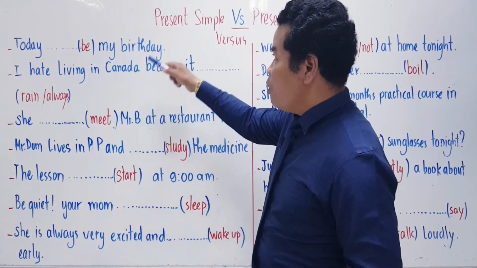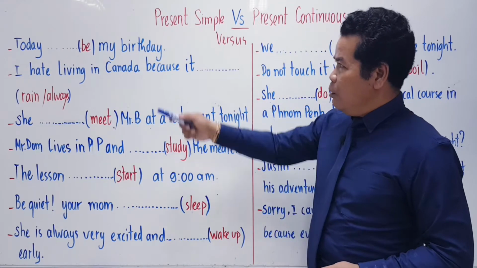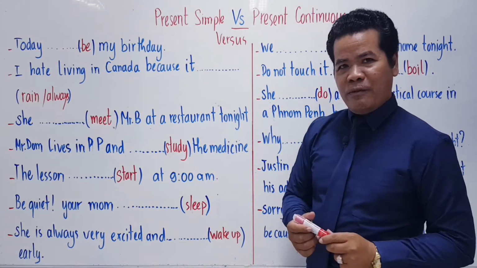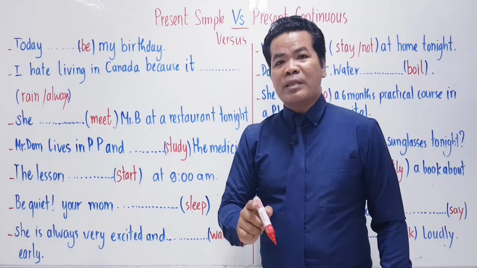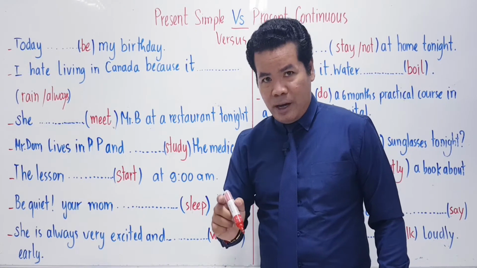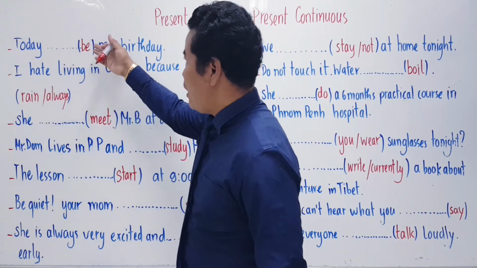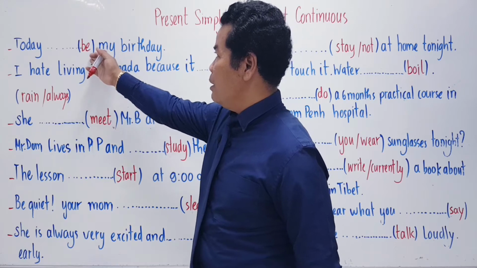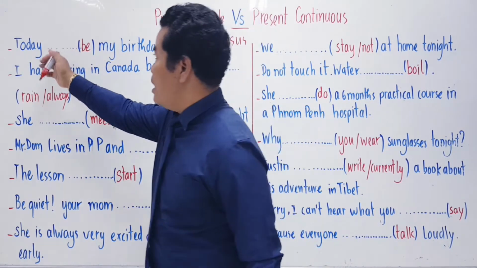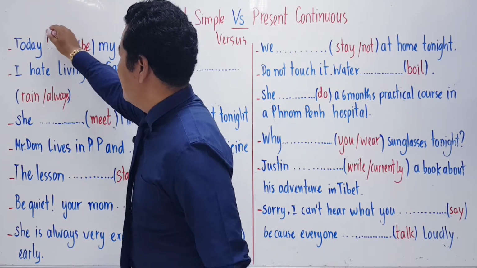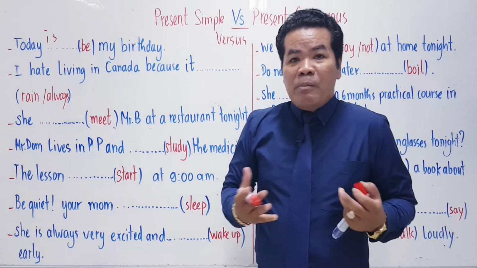So what are we going to use now? Are we going to use present simple or are we going to use the present progressive? So it must be the present simple because it's the truth, it's a fact, alright? So look at this one. What do you say? Today. What form of the verb to be do we use here? Is it today be? No. Today is my birthday.